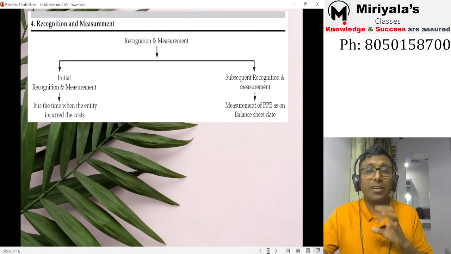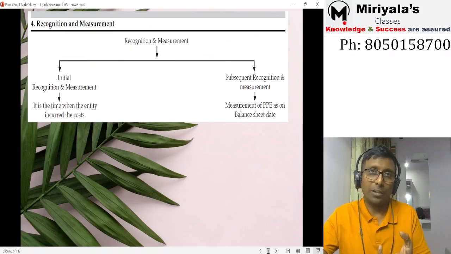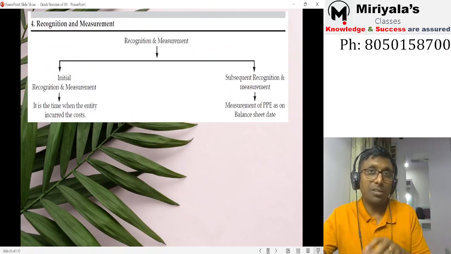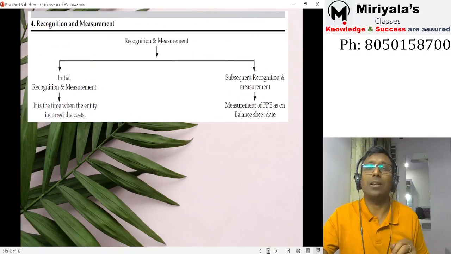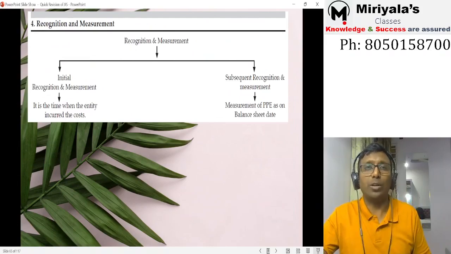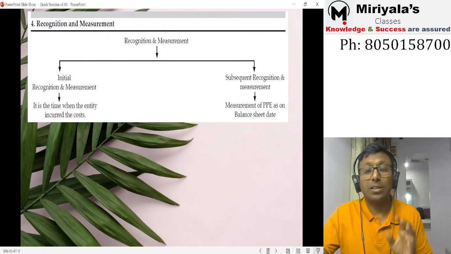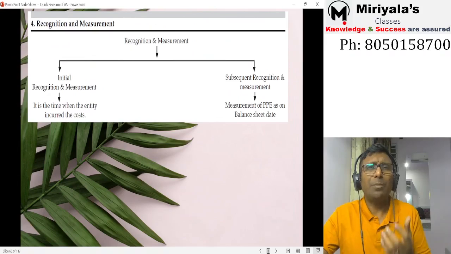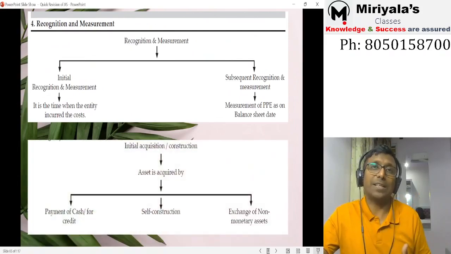When do you recognize it in the books of account? That is initial recognition and subsequent measurement. Under subsequent measurement, there are two sub-classifications: when you spend further on the initially recognized asset, what are you supposed to do, and on every balance sheet date, how are you supposed to measure it? Anyhow, that is going to be discussed. Initial recognition is the first time you purchase an asset. It depends on how you purchased: I paid cash, or it was a barter, or I did self-construction of the asset. In each circumstance, the criteria will change.